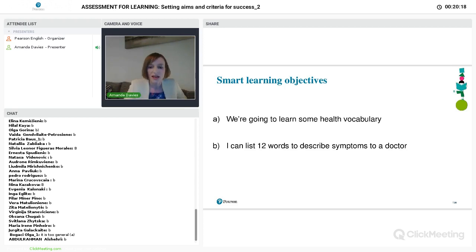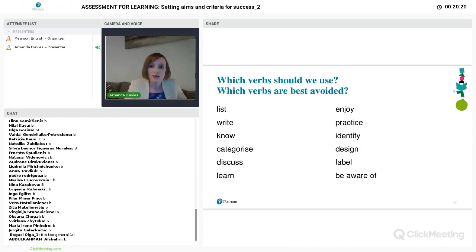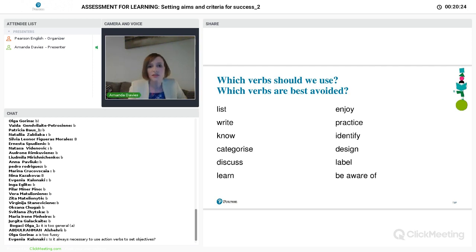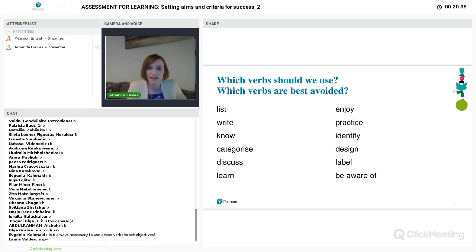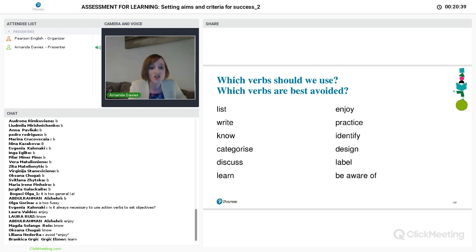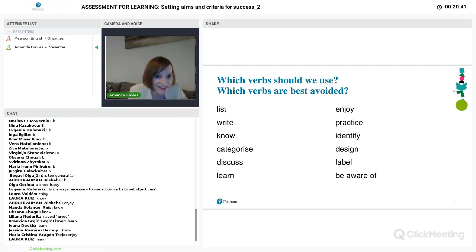We can't guarantee it. And there are some verbs that help to write smart or specific learning objectives and some which are to be avoided. From this list, which ones do you think should be avoided? Which ones are less actionable and more vague? There are a few verbs in there which I would recommend avoiding. Enjoy is definitely avoided.